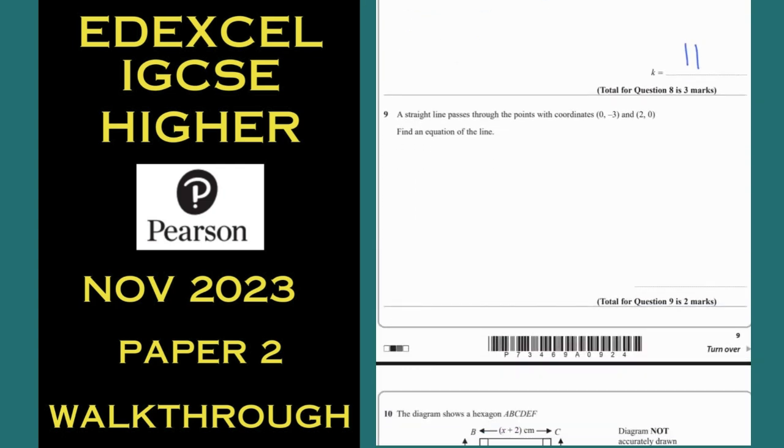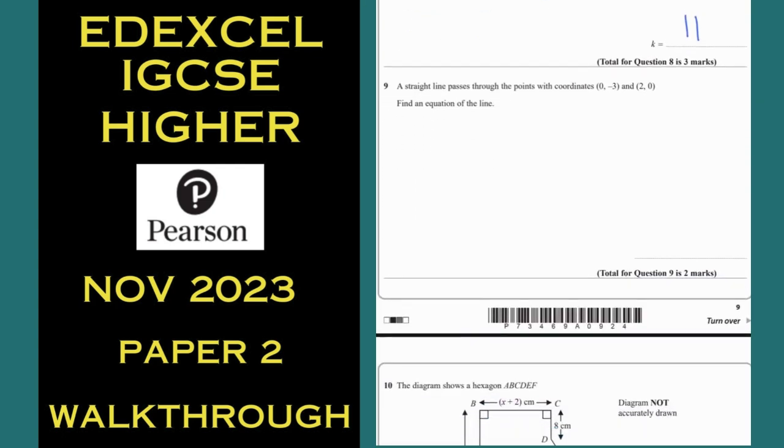Goalfest. Number 9. As soon as anything says find an equation, your brain needs to say mx plus c. Now the c is actually already done for you because the c is the intercept, the y-intercept, or in other words, it's where x equals 0. X equals 0, the intercept is -3. There's no work it out, that's just a bit of knowledge.